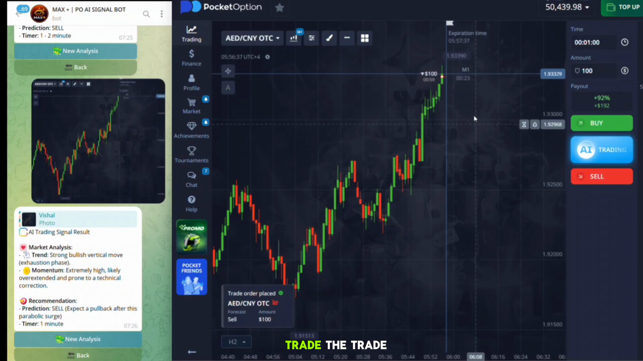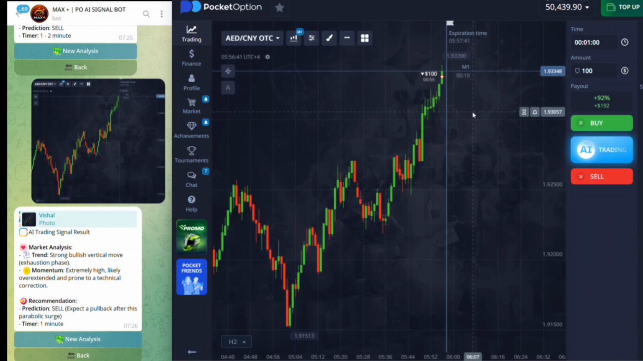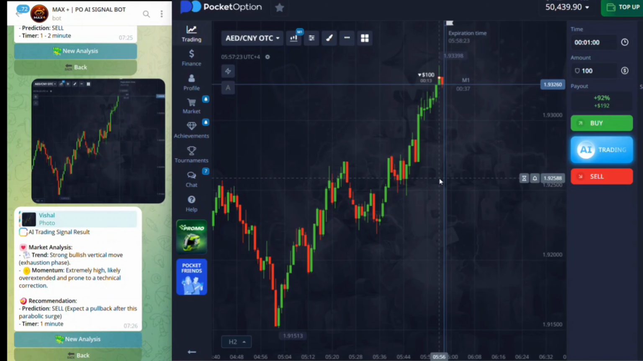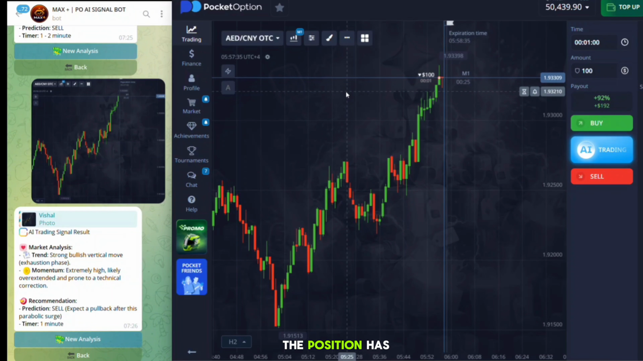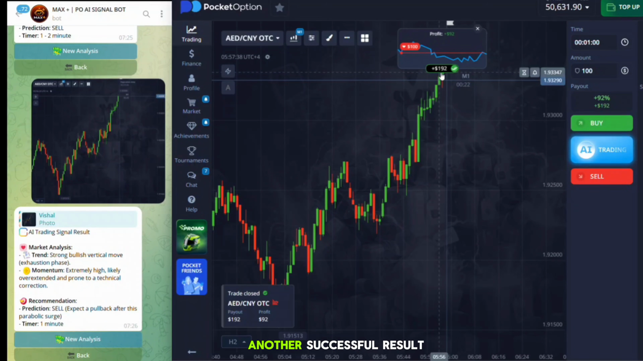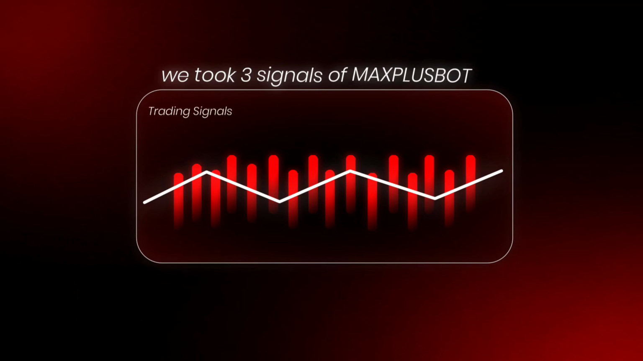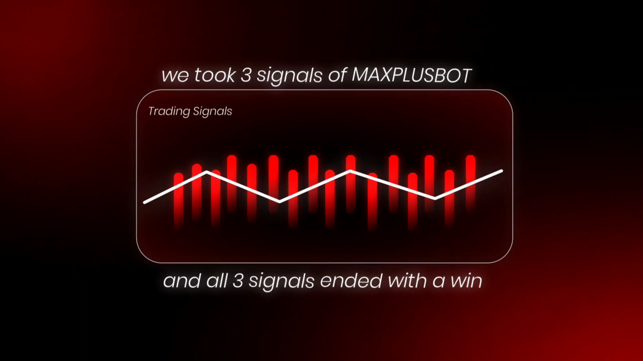Let's place the trade. The trade is now active. The position has closed. Trade win. Another successful result on a different currency pair. And that's the result of today's test. We took 3 signals from Max Plus Bot, and all 3 signals ended in a win.